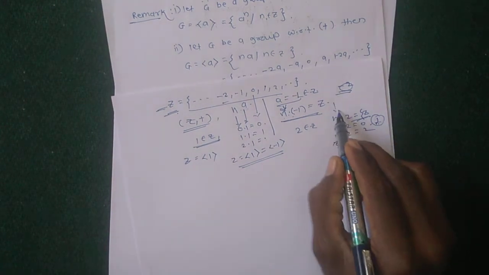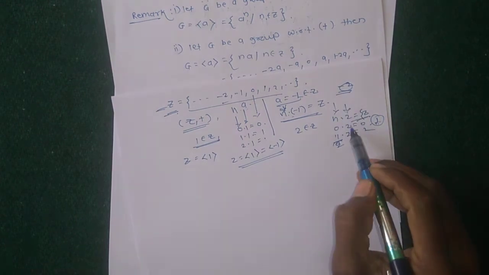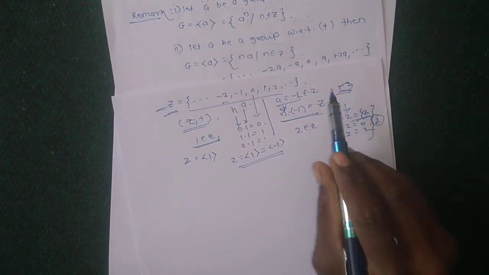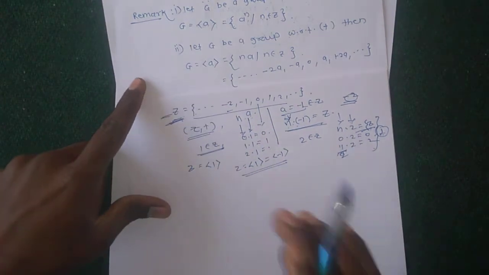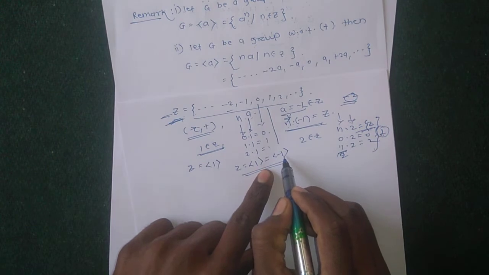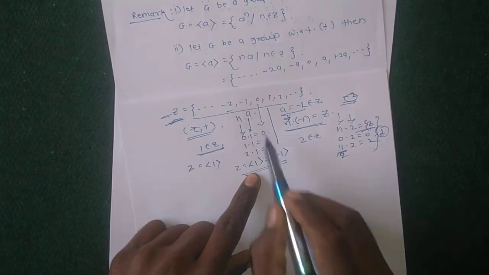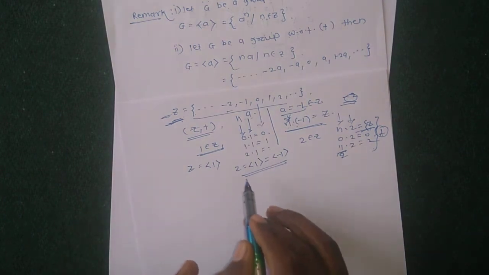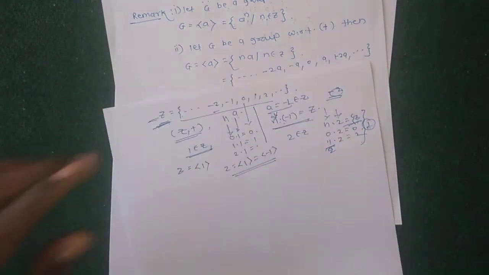Okay, here n must be an integer, and these elements are elements of the given group G. So these values must be elements of Z. Here Z has only the generators 1 and minus 1, because 1 and minus 1 generate the set of integers Z. So Z is generated by 1 and -1. Okay, this is the remark.